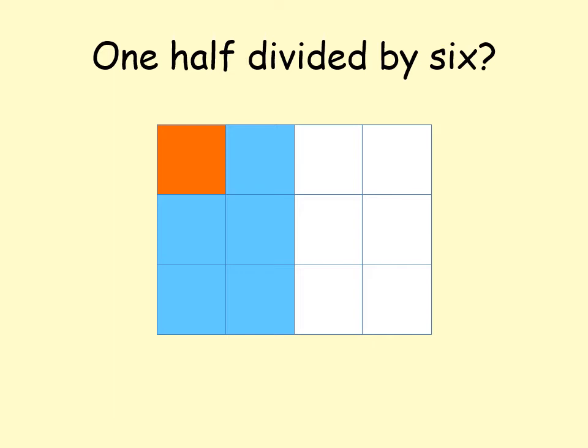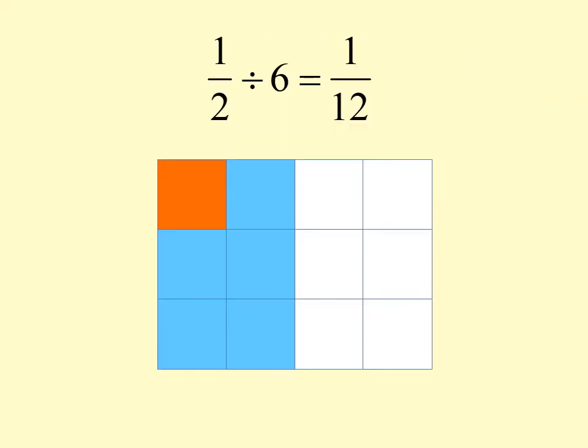There we go. 1/2 divided by 6. So there we've got half of 12, haven't we? You've got to bear in mind we had half of 12, and those are what the blue shaded ones are. And if we divide it by 6, we end up with one of those. So let's have a look. Half divided by 6 would be 1/12.